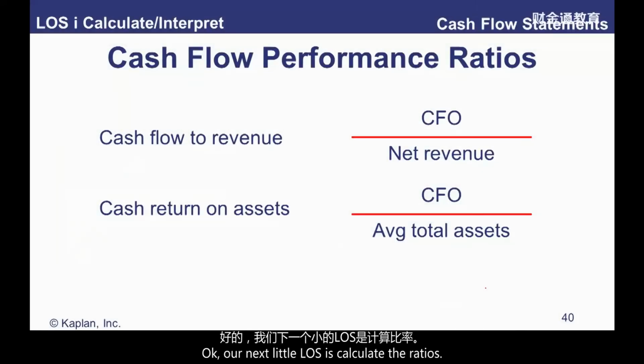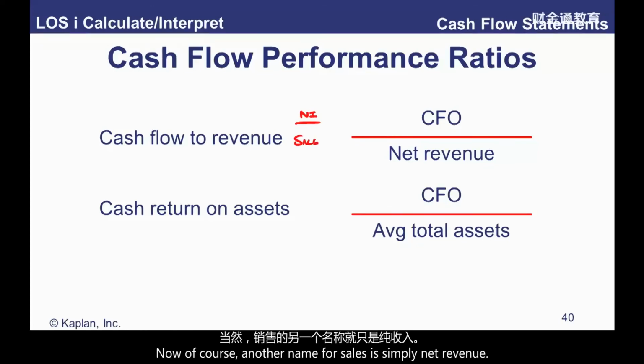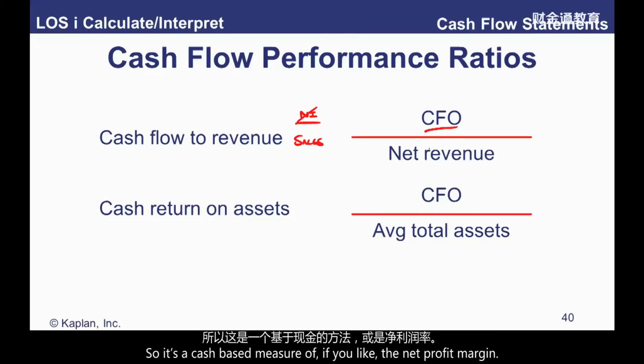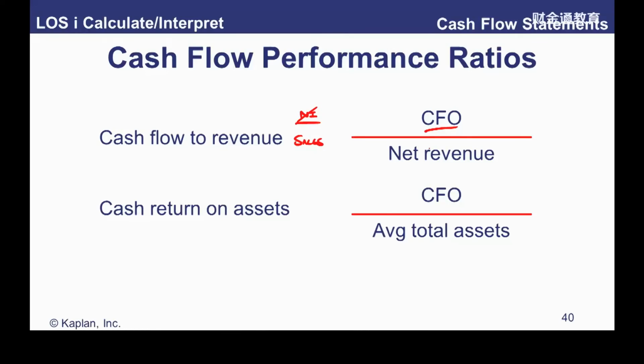Okay, our next little LOS is calculate the ratios. So we've got some cash flow ratios based here. Cash flow to revenue, well, if you think about it, it's very similar to net profit margin. When we look at net profit margin, we compare net income to sales. Now, of course, another name for sales is simply net revenue. Here, all we're doing is replacing net income with CFO. So it's a cash-based measure of, if you like, the net profit margin.